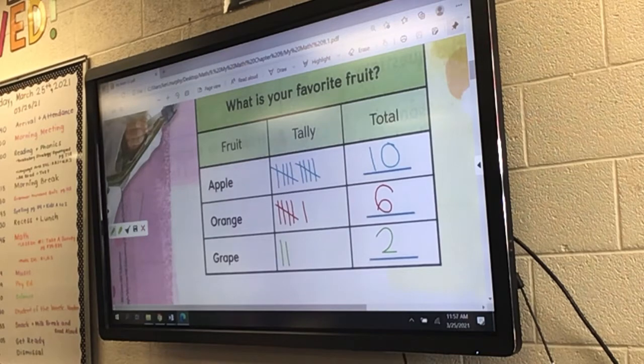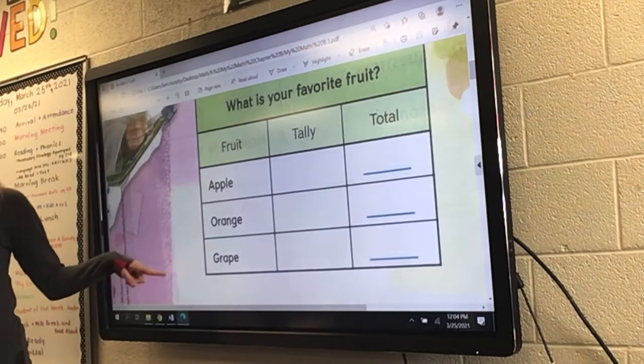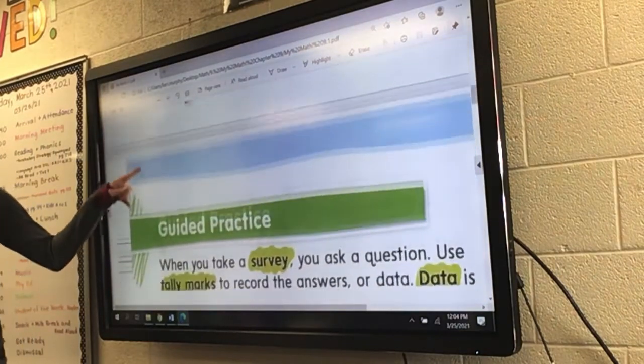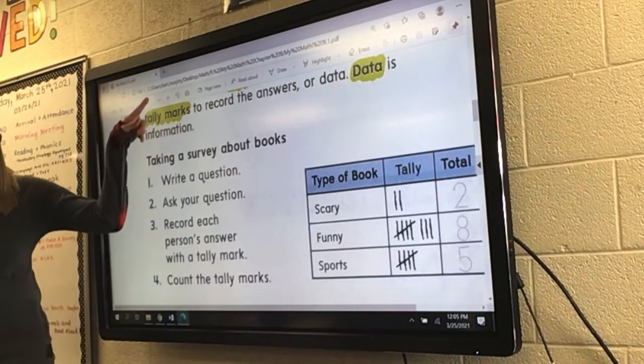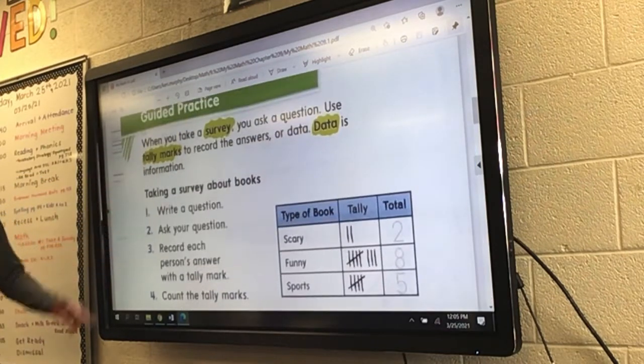Do we have to write that or no? No, you don't have to. Okay. Turn to the next page, please. The guided practice. I love guided practice. The next page says 6.